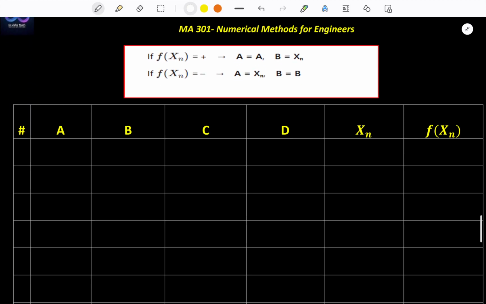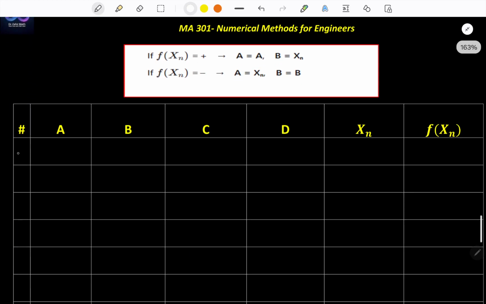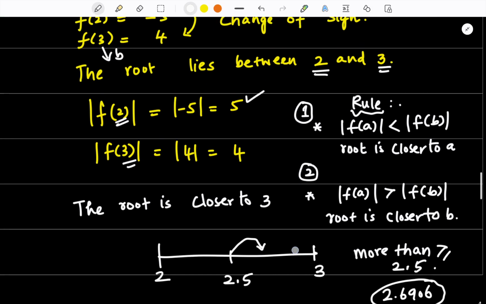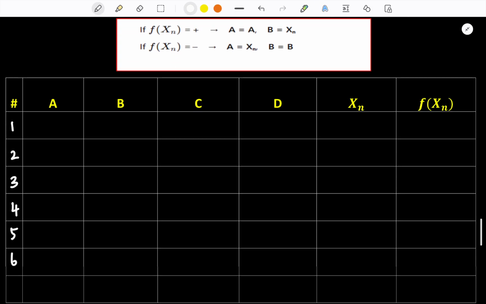So what is your A? Your A is number of iterations. You write 1, 2, 3, 4, 5, 6 iterations. So what's your A value? A value is the first one, 2. A value is 2 and B value is 3. Now press the button calc.